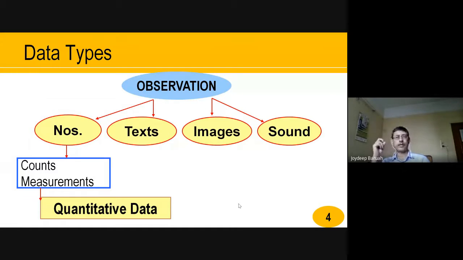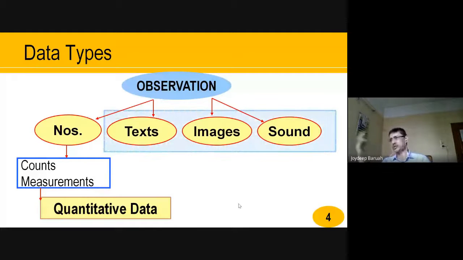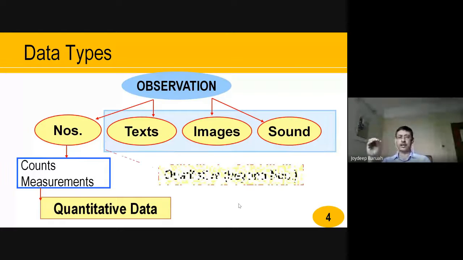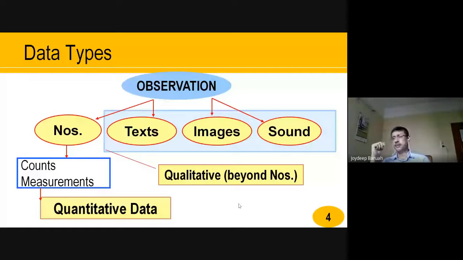So anything which is coming by this process, anything which we measure, we call quantitative data. All right. So that's the one idea of the data type, and largely we get this kind of data, we get numbers. But at the same time, there are a whole lot of other types of data, for instance text, images, sound, all these things which are not readily numbers. Anything which is beyond number is called qualitative data.